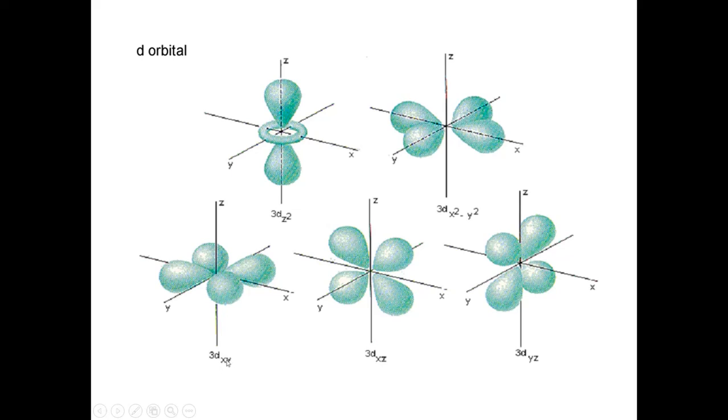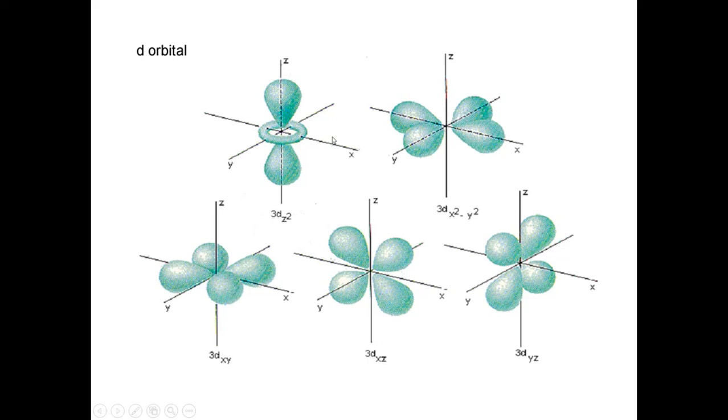dxy. Why dxy? Sebab dia duduk di paksi X dengan Y. Yang ni Y, kenapa dia dxz? Sebab dia duduk kat paksi X dengan Z. Kenapa dyz? Sebab dia duduk kat paksi Y ni dengan paksi Z. Okay. Kalau dz, D subscript Z ni, yang ni dia duduk kat paksi Z.